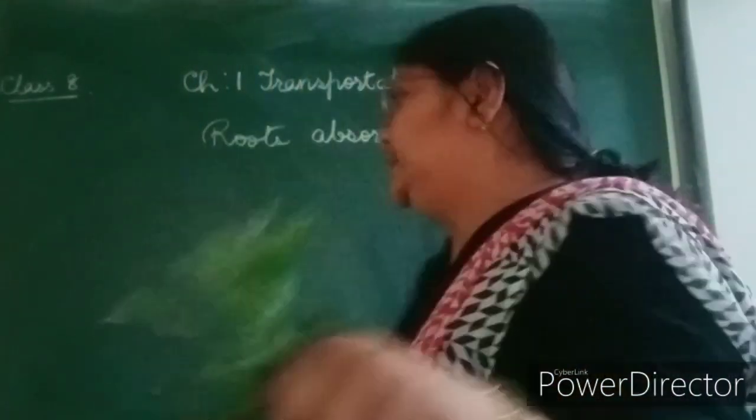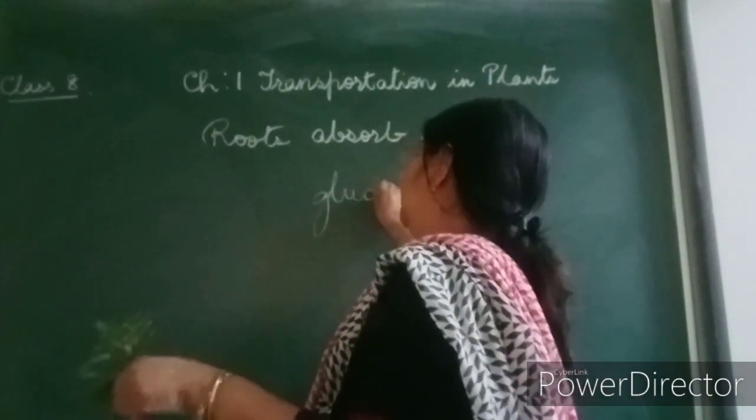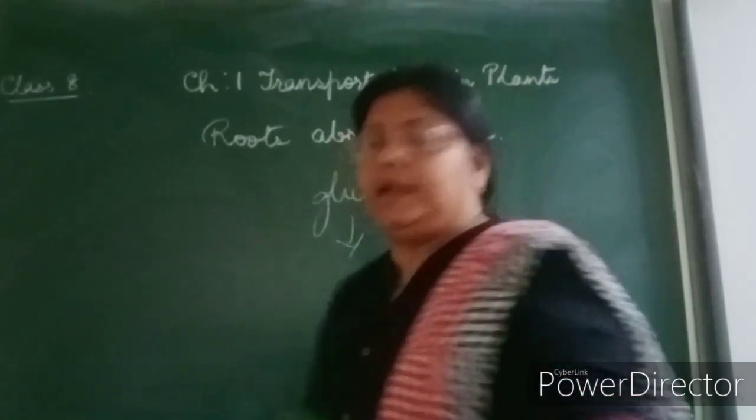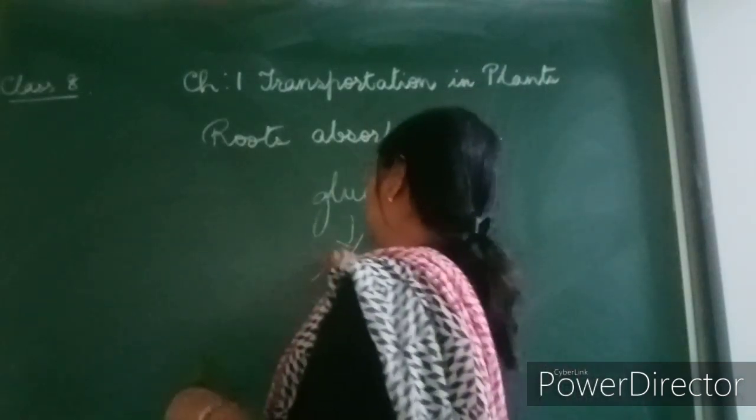The glucose produced during photosynthesis is sent to other parts of the plant in an insoluble form, in the form of sucrose.